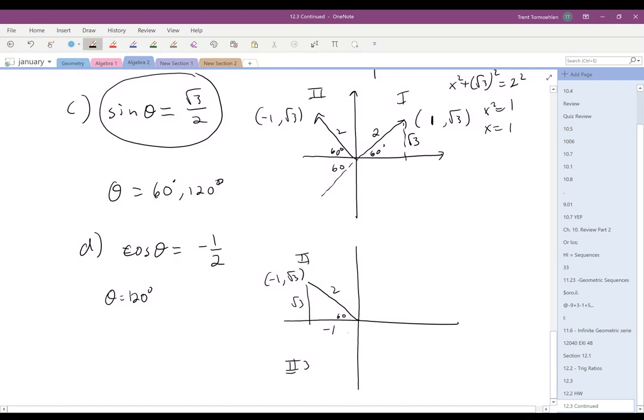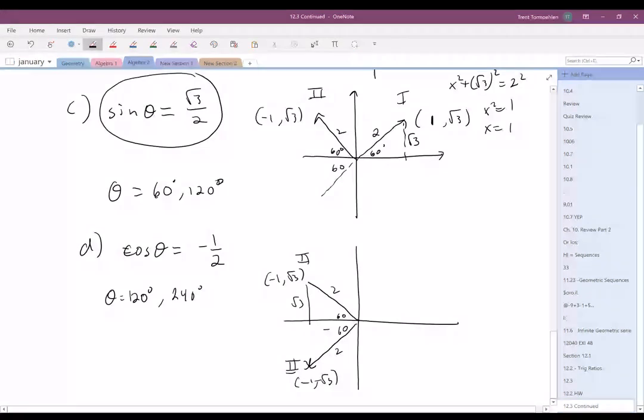But it also works down here because when this is 60, you also get negative 1, negative root 3 instead of negative 1, root 3. And that works because negative 1 over 2 is negative 1/2. And so we know that 180 plus 60, which is 240 degrees, also works for this problem.